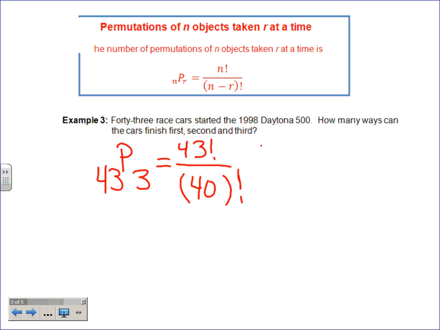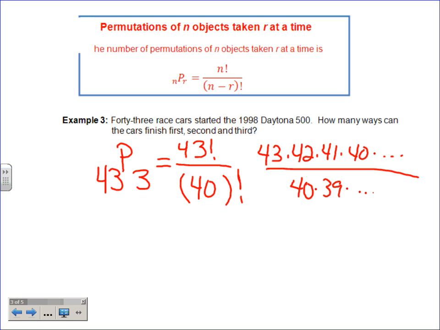Now, if we know what that means, we know this means 43 times 42 times 41 times 40, and it keeps on going, right? You're going to divide by 40 times 39 times, you get the idea? So a lot of it cancels, right? And so 40 on down basically cancels, and I'm left with a 1 on the bottom, right? So really it's just 43 times 42 times 41. And if you think about it, that kind of could be thought of as those blanks again, first, second, third.